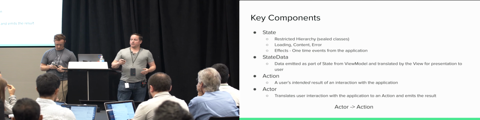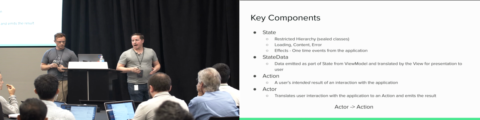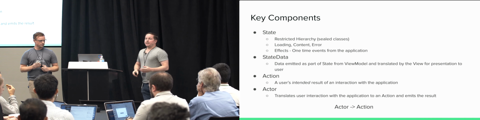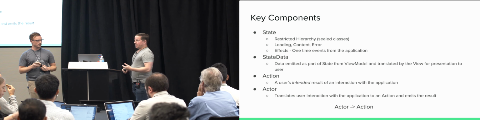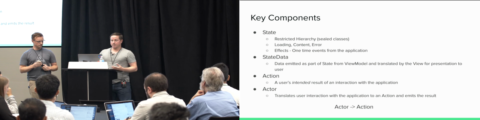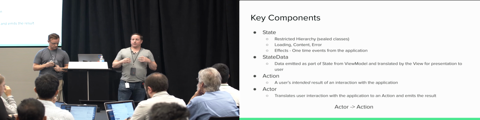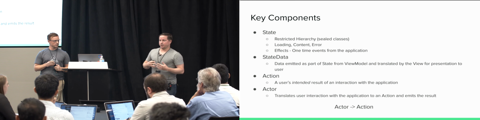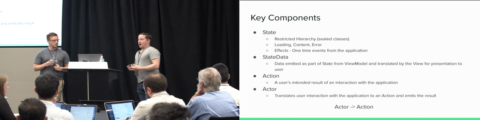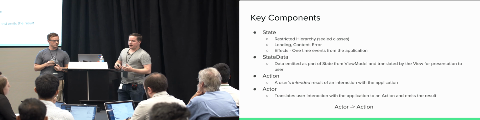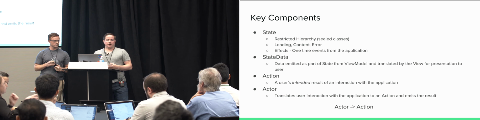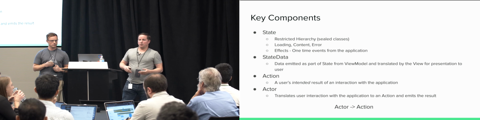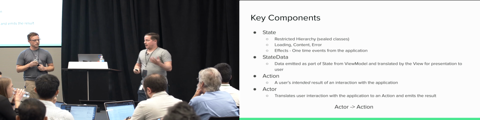So let's jump into some of the key components that make this happen. State. We're going to keep on talking about state. You might have heard it in other talks earlier today as well. In this model, state is represented by restricted hierarchy sealed classes. We're using the loading content error pattern, and we're using effects. You might commonly hear side effects as well, or events, but these are one-time actions.